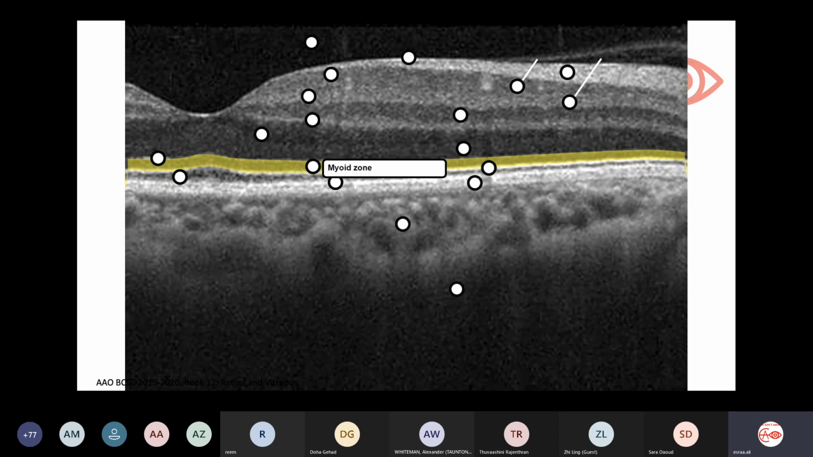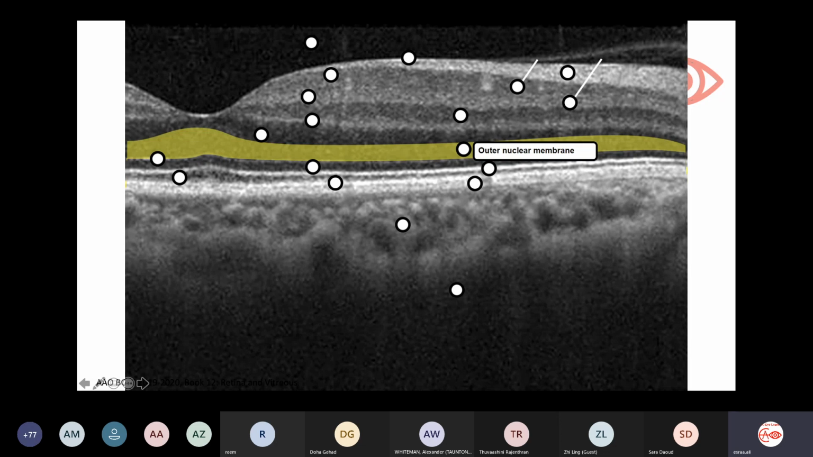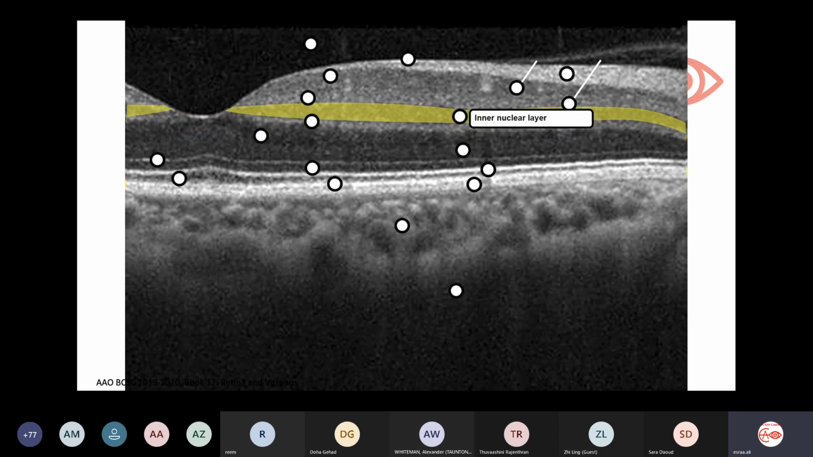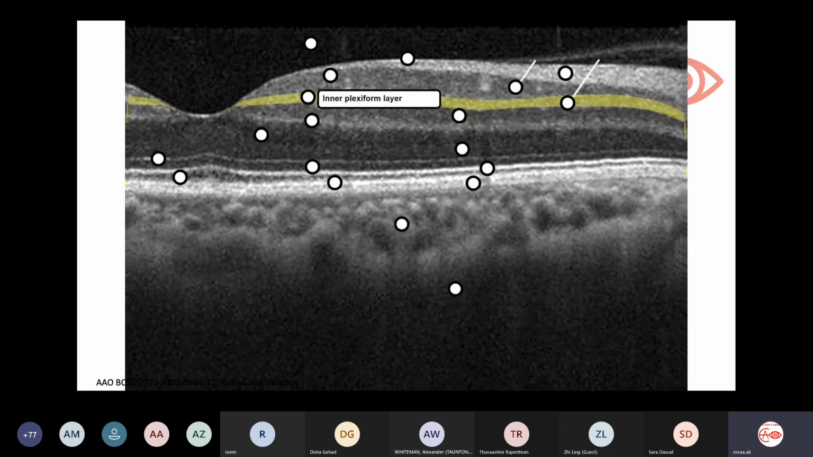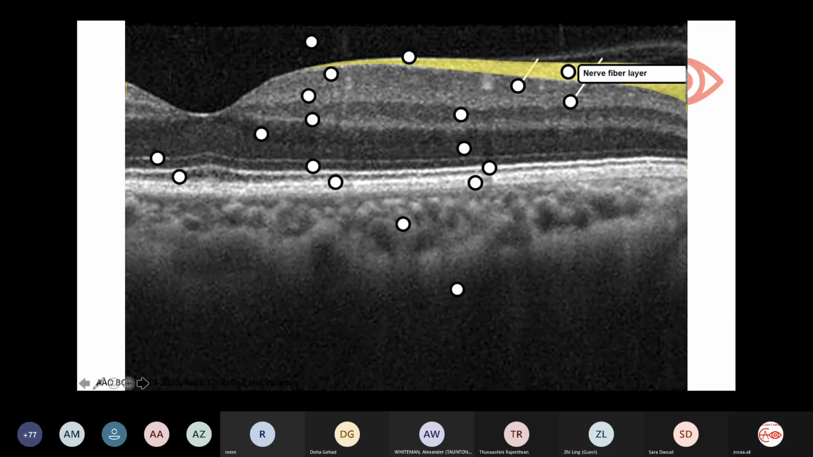And then you have the myoid zone, or the inner segment. And then the line is the external limiting membrane. And then you're supposed to have the outer nuclear layer, which has the cell bodies. Cell bodies will send the dendrites, so you're going to have the outer plexiform. But since you're in the macula, we'll call it first the Henle fiber layer, followed by the outer plexiform, then the inner nuclear layer, the inner plexiform, and then after that, you're going to have the ganglion cell layer. Then it's nerve fibers moving in, thickened on this side.